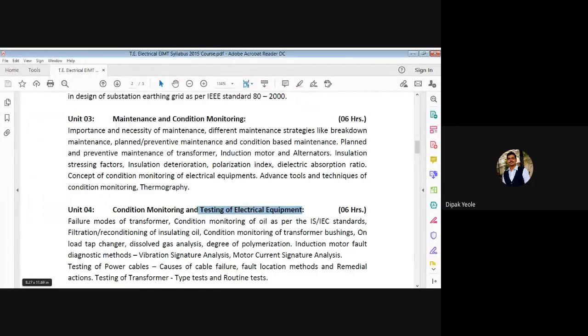For our electrical equipment, whenever we are interested in testing it, we have to carry out some standard procedures, and because of these standard procedures, our equipment can work satisfactorily. The same is the case for you also.